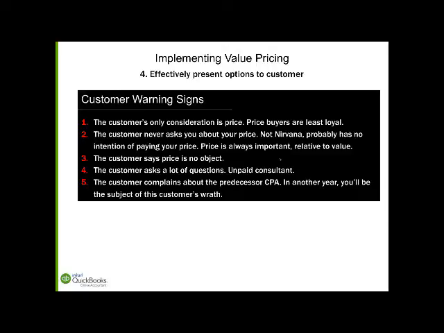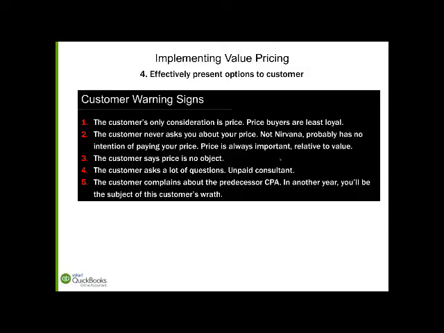And then if the customer says price is no object, this is another big problem, because the customer that says price is no object probably doesn't intend to pay you. And this is why it's so important to discuss price up front, to discuss payment terms up front, and maybe even get some type of commitment in terms of a deposit or a retainer up front. If the customer just asks you a lot of questions, then they're probably just using you as an unpaid consultant. And at some point, you're going to have to stop that and turn it into an engagement and turn them into a customer. Otherwise, they're not a customer.